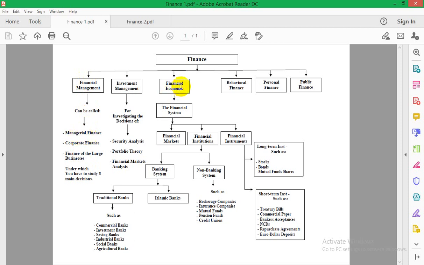However, the second type of finance is called the investment management. So, in finance, if you want to know or to identify the meaning of finance, you have to talk about managerial finance, investment management, as we just said, financial economics, behavioral finance, personal finance, and public finance. And now, what is the meaning of investment management?